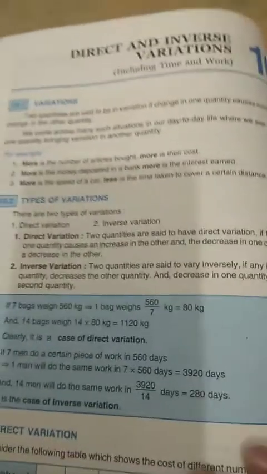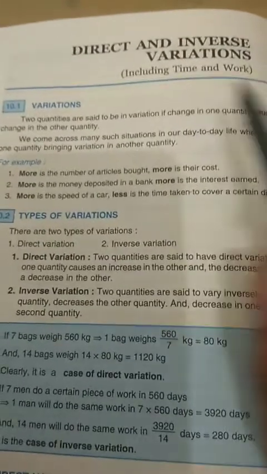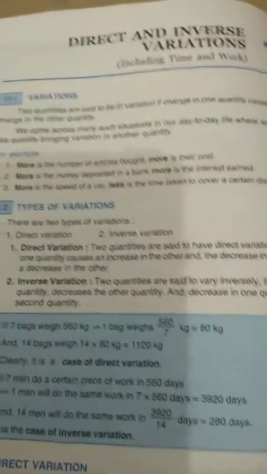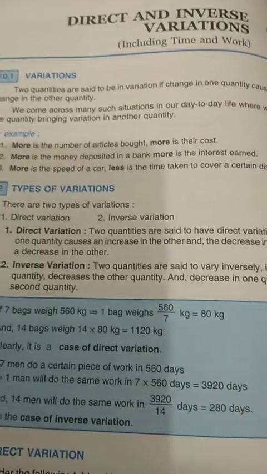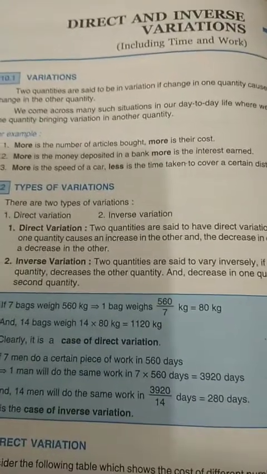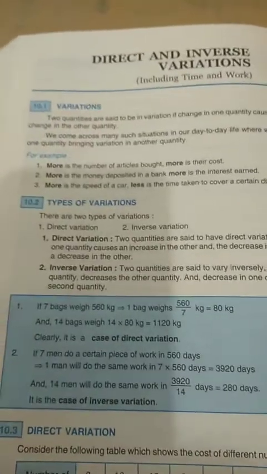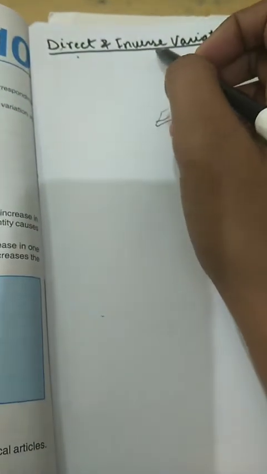Good morning, students. Our next topic is direct and inverse variation, which also includes some numerical problems of time and work. Students, first we will understand what is variation. From the word variation, you can clearly understand it means change. So two quantities are said to be in variation if change in one quantity causes corresponding change in the other quantity. Now, this variation has been divided into two parts, direct and inverse variation.